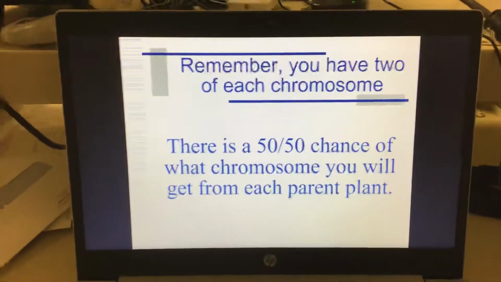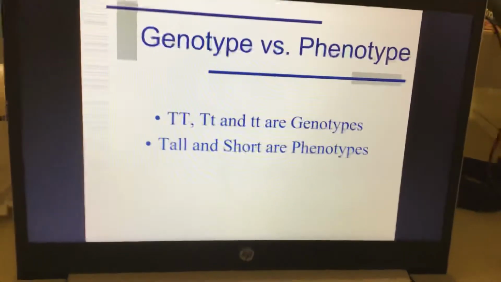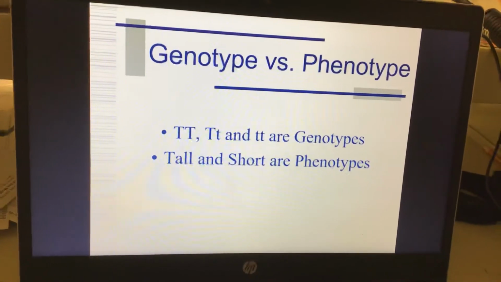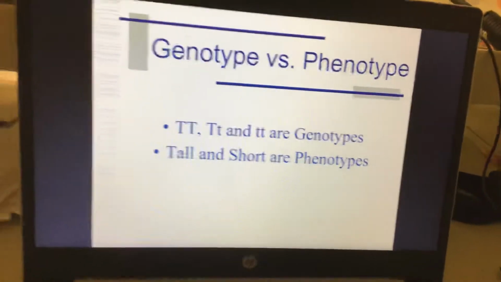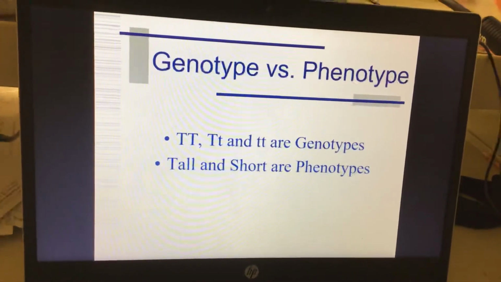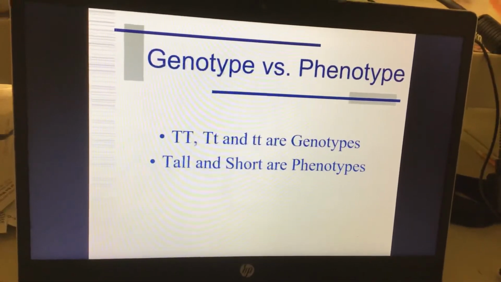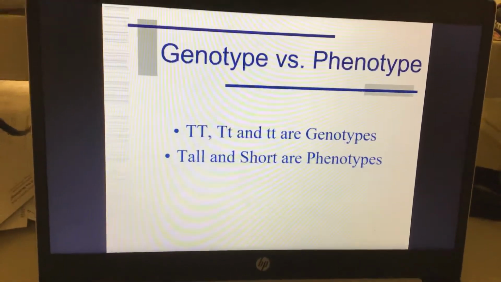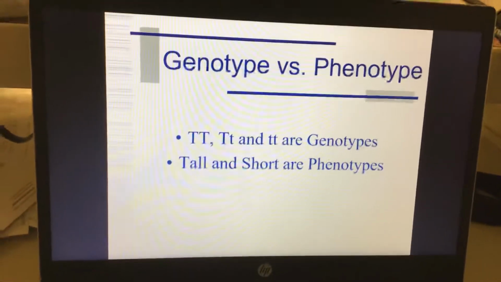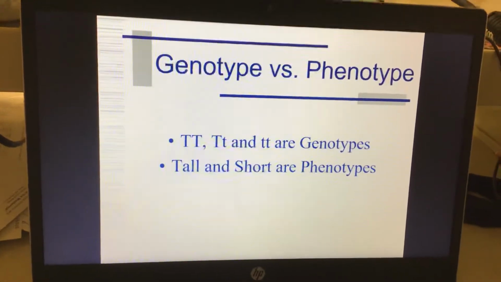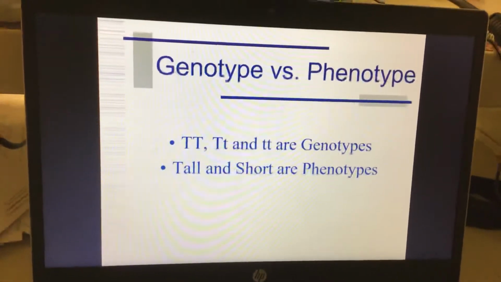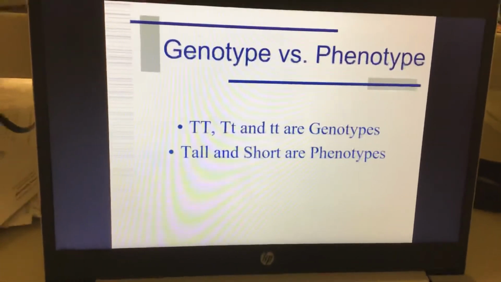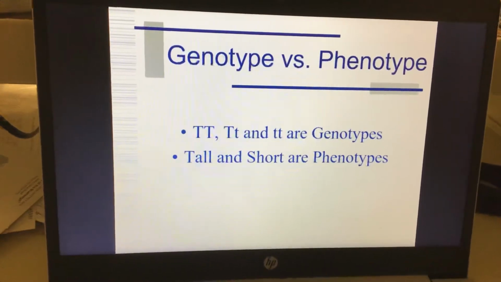Let me see here. Go ahead and write these two bullets here. So the T's, big T, big T, big T, little t, little t, little t, are genotypes. Genotypes are the letters. Phenotype would be the actual trait, so tall or short. So the letters are going to be genotypes, and the actual trait would be a phenotype. I will probably ask you that on the test, genotype and phenotype.